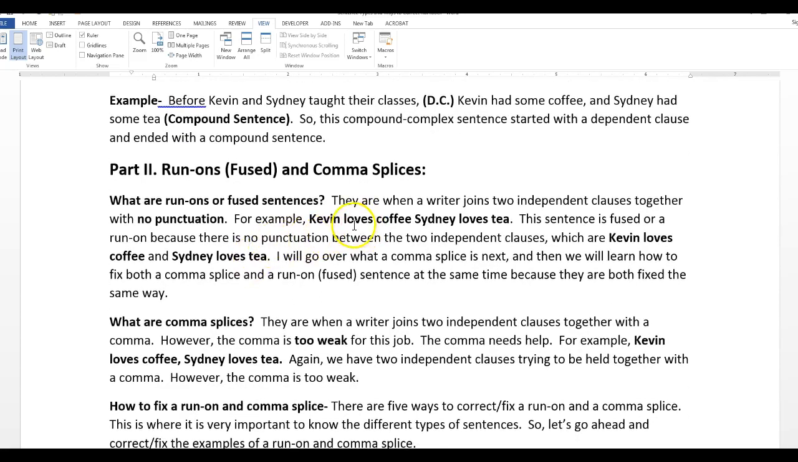First of all, a run-on is no punctuation between two independent clauses. Let's look here. Kevin loves coffee, Sydney loves tea. Independent clause, no punctuation. This writer has run on and on and on and hasn't used punctuation. That's wrong. We cannot do that.